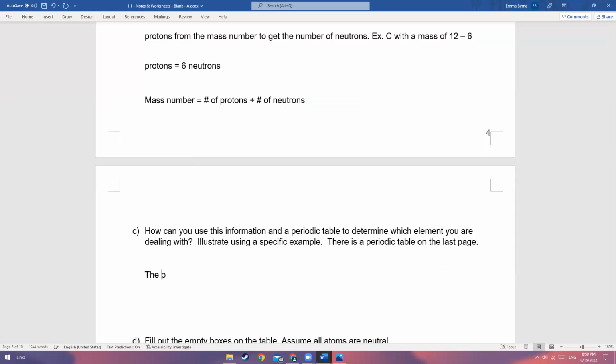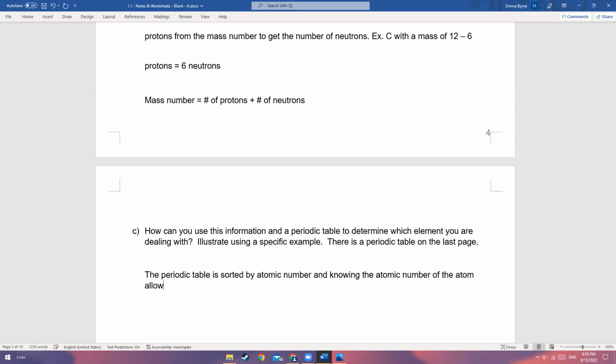Say the periodic table is sorted by atomic number. Knowing the atomic number of the atom allows us to find it. And I'll actually say atomic number of the element, just because the element is referring to the specific atom.